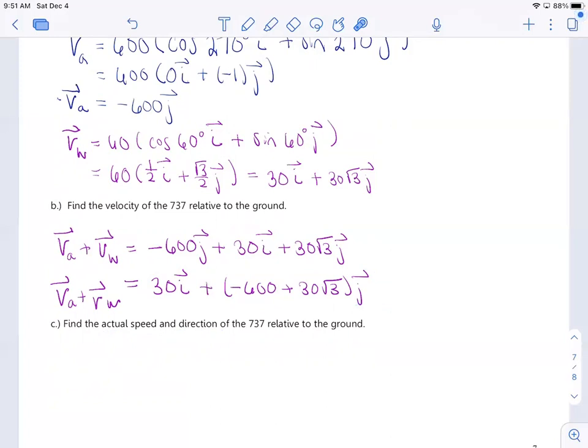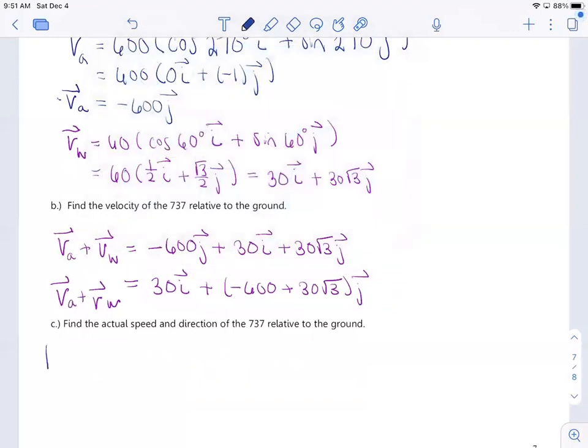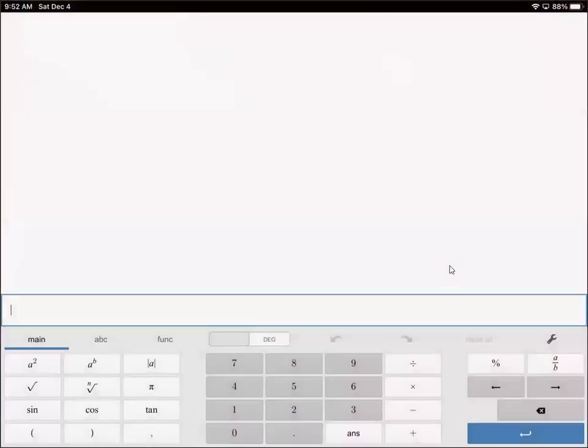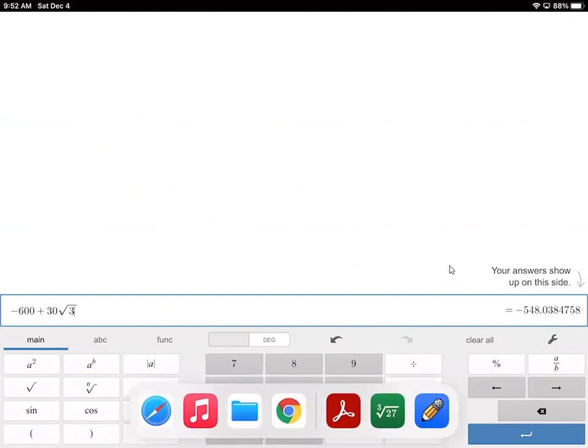So what I'm going to do, well, to find the actual speed, that is, what do you know? Magnitude. So you could give yourself a visual if you'd like. Let's go ahead and do that. If you just wanted to get that visual, let's just go to our Desmos and see what that number gives me. So negative 600 plus 30 root 3. It's like negative 548-ish, just so I can get an idea of where this would end up.